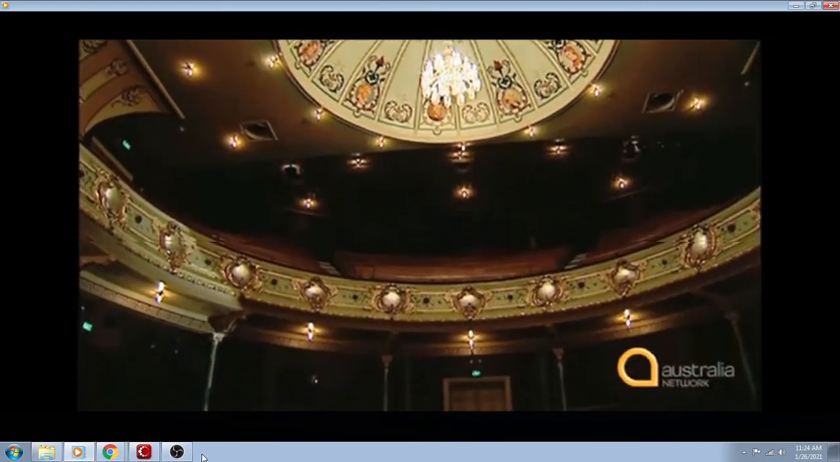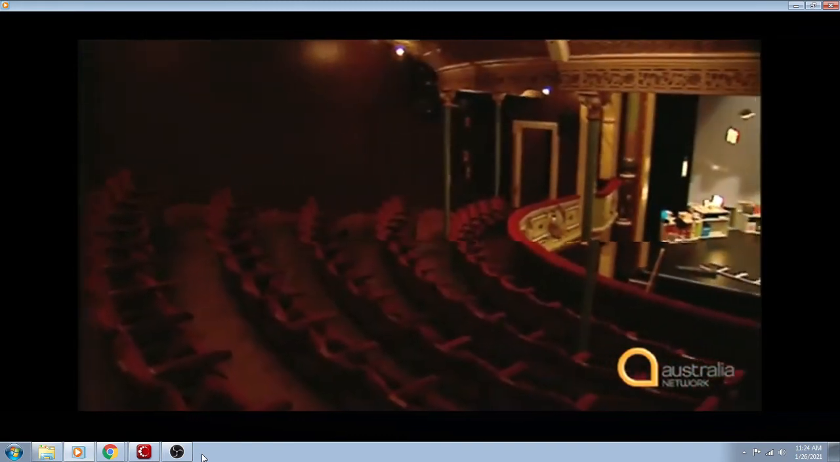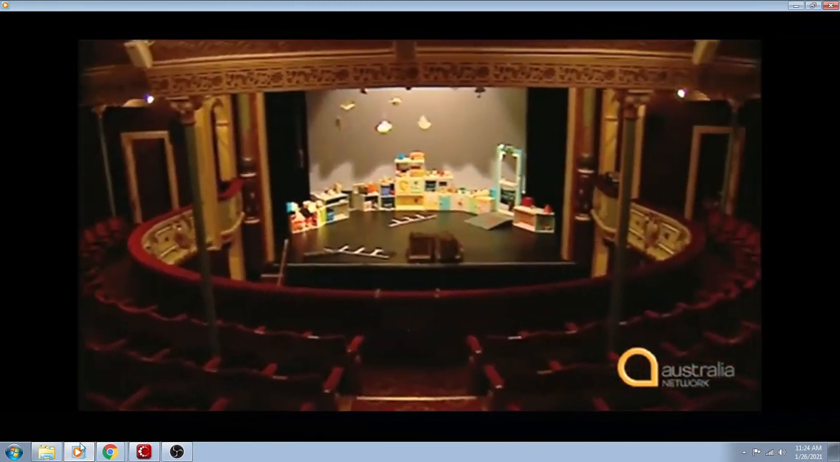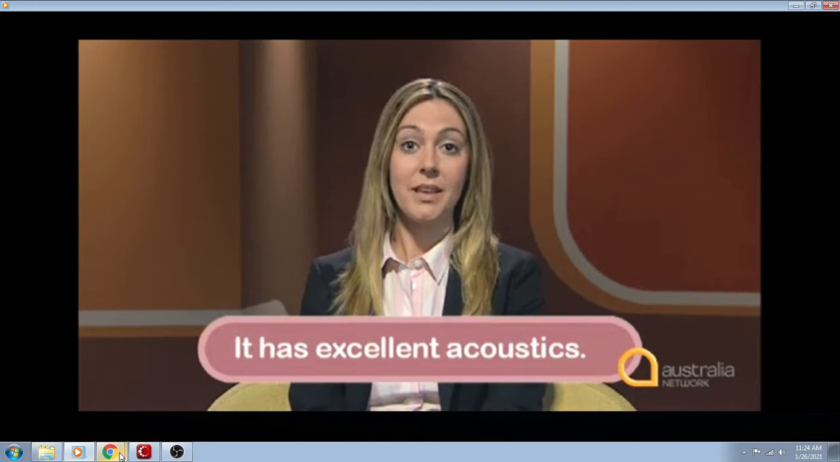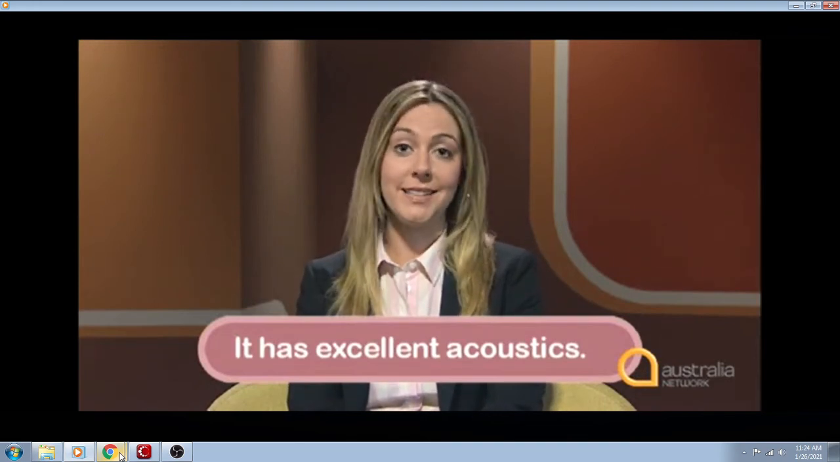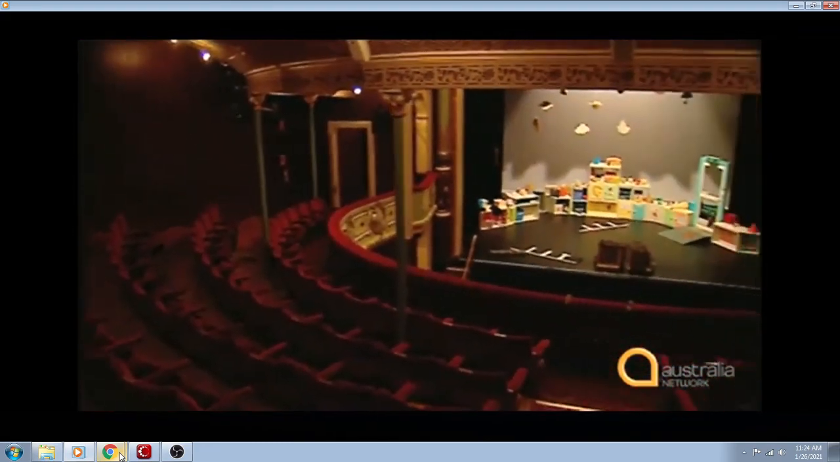Listen to some typical simple sentences in this piece about an old theatre. It's a lovely theatre. It has excellent acoustics. It's a classic three-tiered horseshoe-shaped auditorium. You tend to use simple sentences for straightforward information. It is a lovely theatre to work in. It has excellent acoustics. You can add detail, but the idea is not complicated. Listen again. It's a classic three-tiered horseshoe-shaped auditorium.